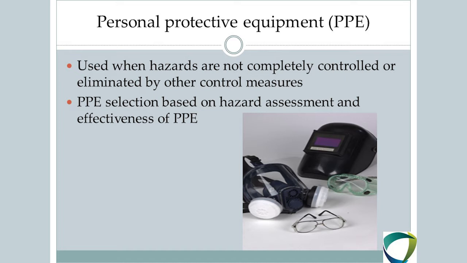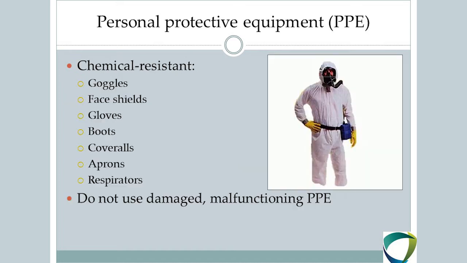The employer assesses the need for PPE by surveying work areas and identifying sources of chemical exposures. Appropriate PPE is selected based on this assessment of the hazards and an evaluation of the PPE's effectiveness at protecting from the hazards. Employees who are exposed to hazardous chemicals may be required to wear chemical-resistant goggles, face shields, gloves, chemical-resistant boots, chemical-resistant coveralls or aprons, respirators, or other items of PPE. PPE, however, does have limitations. For example, protective gloves or clothing can rip or tear, or a respirator may malfunction. Employees are not to use damaged or malfunctioning PPE.